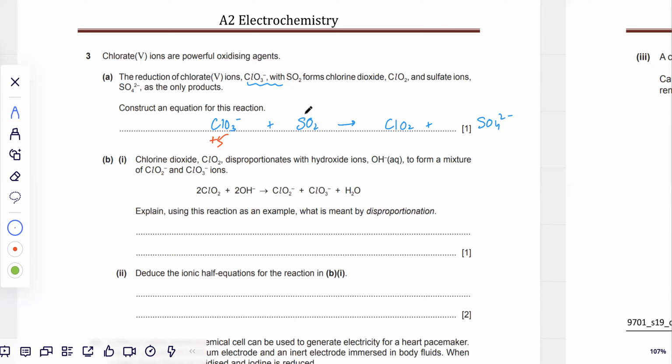What's the charge on sulfur over here? +4. So that's +4. ClO2 is also going to be +4. And you've got sulfur over here, which is +6, right? So remember, in a redox reaction, the number of electrons gained and lost must be equal. So this goes from +5 to +4, which means what happened to it? Did it gain electrons, lose electrons?